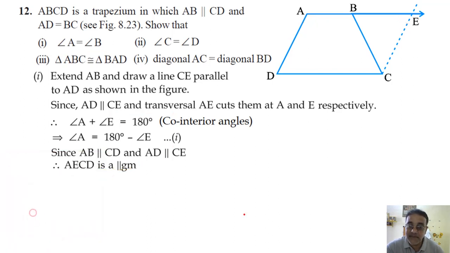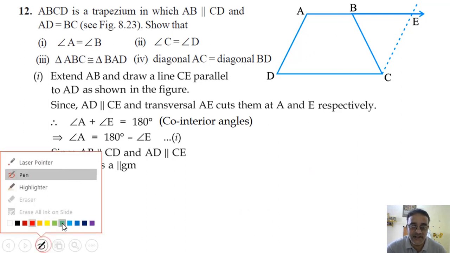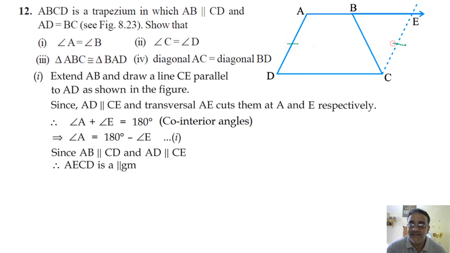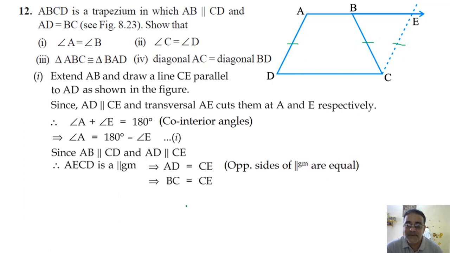If it is a parallelogram, we can use the properties of a parallelogram. The first property I am going to use is that AD is equal to EC. Why? Opposite sides of a parallelogram. But AD is equal to BC, it is already given. So that means these two sides are equal: BC is equal to CE. Why? Because AD is equal to BC, it is already given. Is this clear?